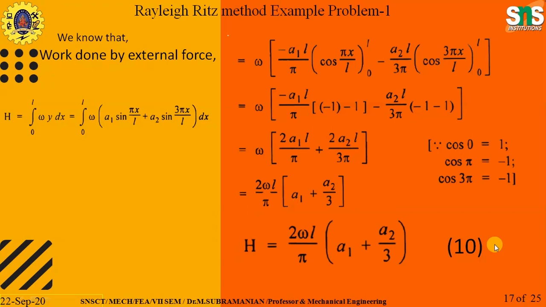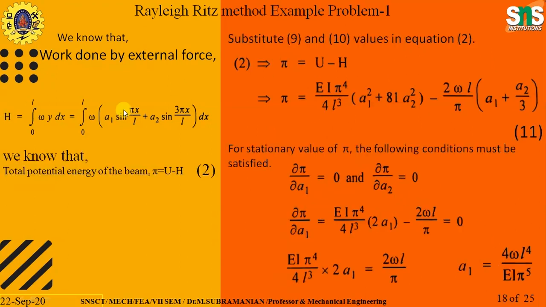The potential energy is pi equal to U minus H. The next step: the total potential energy is the strain energy minus the work done by the external force. Substitute all the values. Strain energy is EI by 4 divided by 4 L cube into a1 square plus 81 a2 square, minus the work done by the external force, 2 W L divided by pi into a1 plus a2 divided by 3. This is equation number 11.